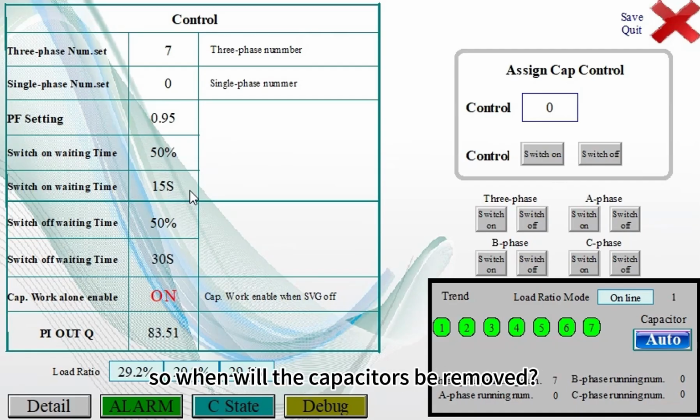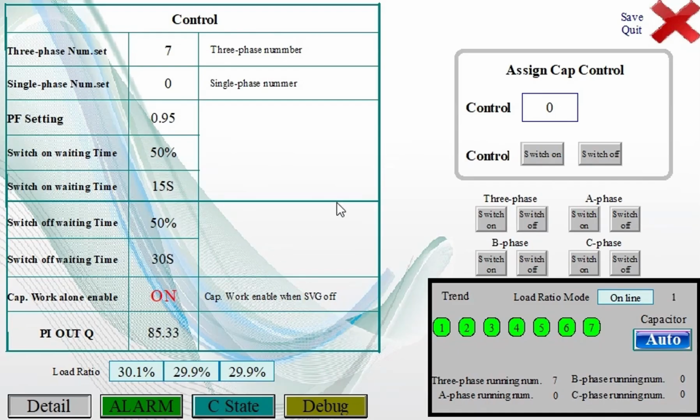So when will the capacitors be removed? When the SVG output is inductive and the output capacity is 50% greater than its capacity and lasts for 30 seconds, the capacitors will be removed.